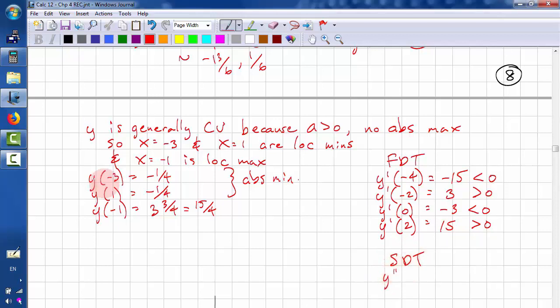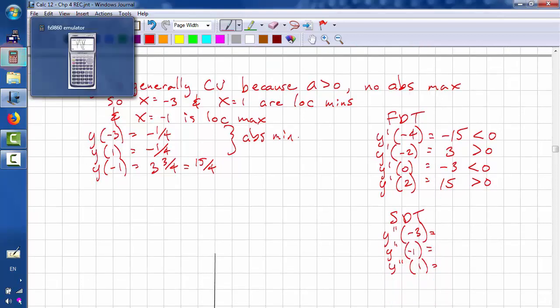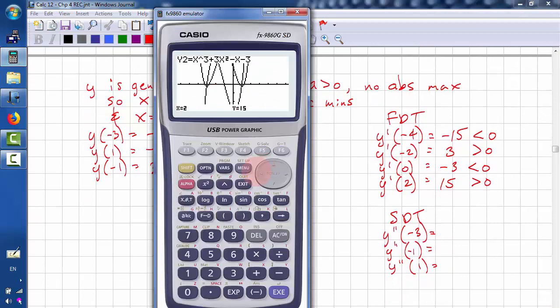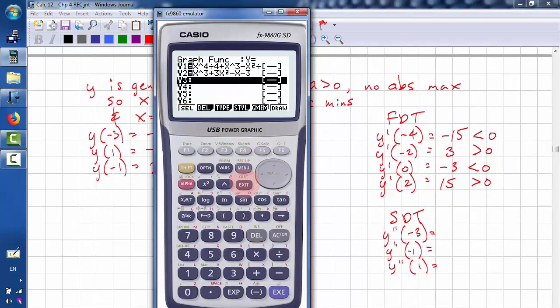y double prime. So we just use these values: negative 3, negative 1, and 1. We'll enter that one on the calculator too. 3x squared plus 6x minus 1.